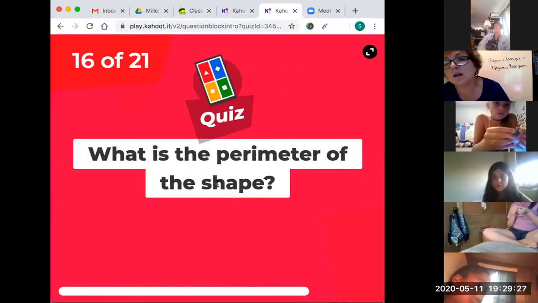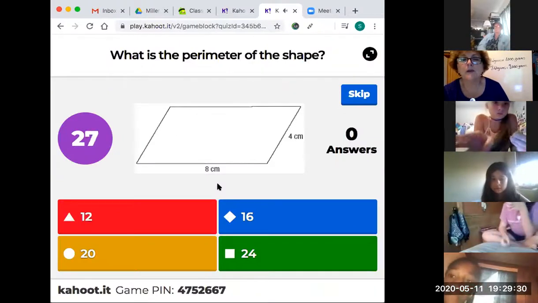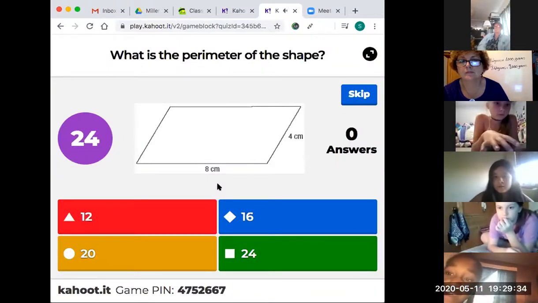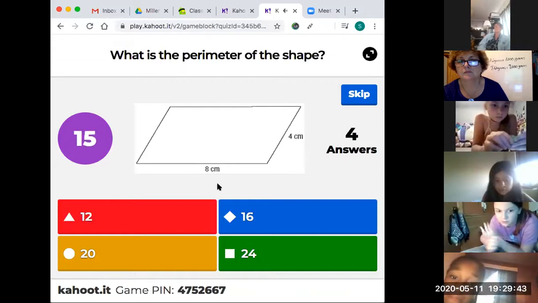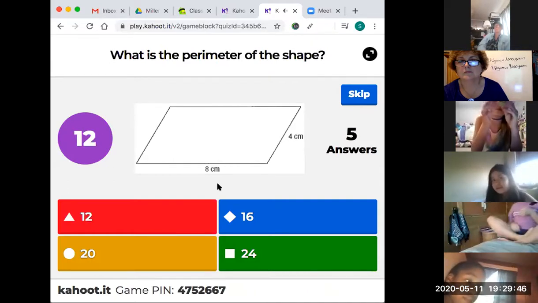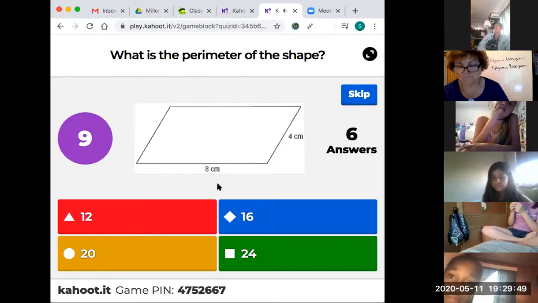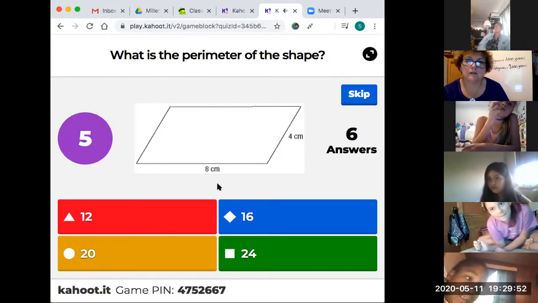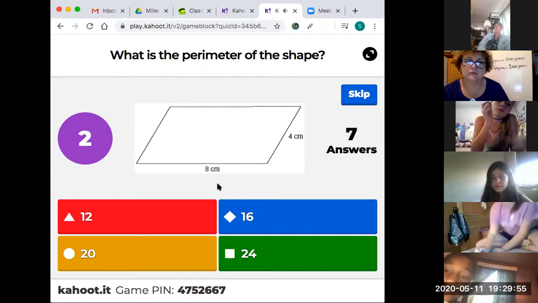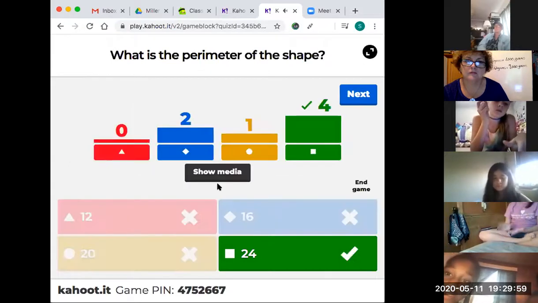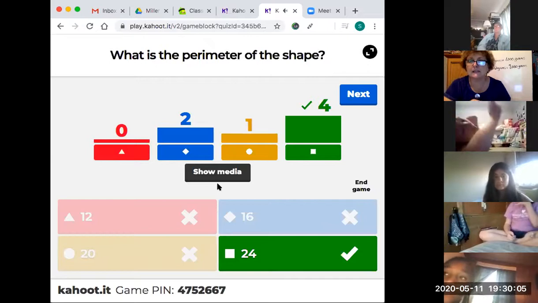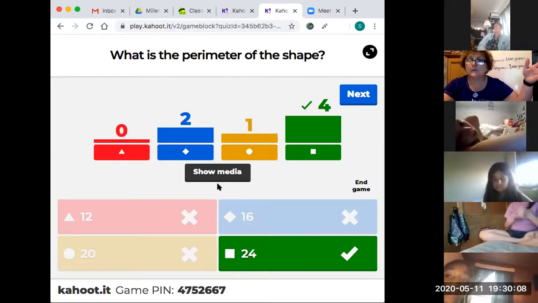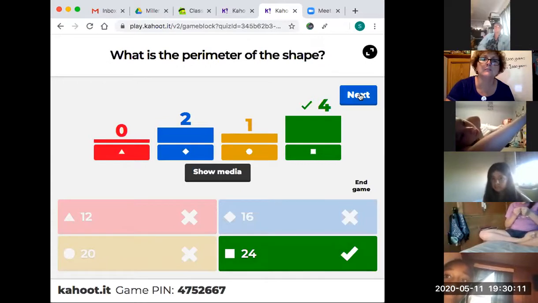What is the perimeter of the shape? It's too hard. What's the perimeter? 1, 2, 3, 4, 5, 6, 7, 8, 9, 10, 11, 12, 13, 14, 15. Okay, you added all the sides. If one side was 8, the other side was 8. So that's 16. Plus 4 was 20. Plus 4 more was 24. Good job.